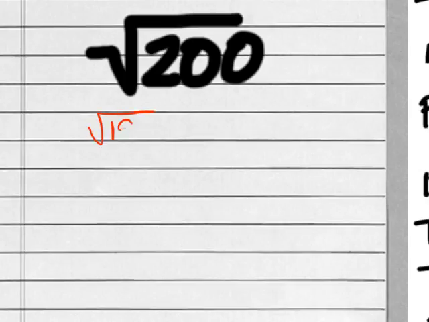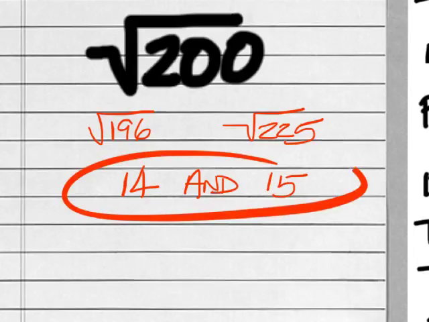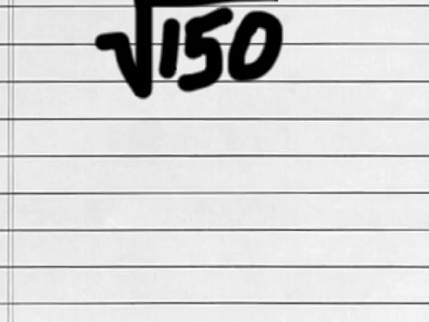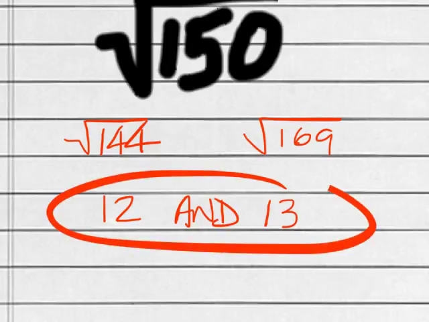It should be between the square root of 196 and the square root of 225. So that's why it's 14 and 15. Another bonus. Square root of 150 is between the square root of 144 and the square root of 169, which would be 12 and 13.